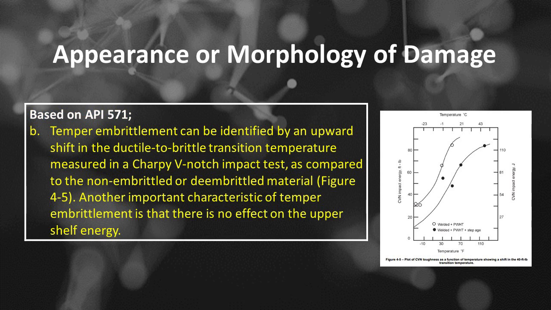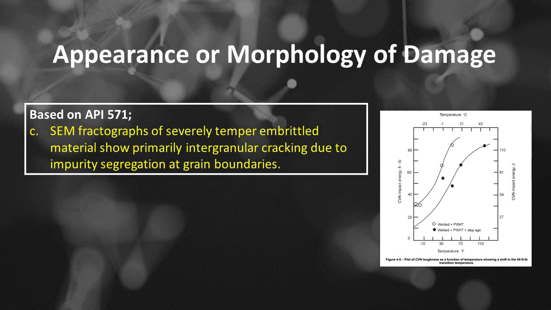The second is temper embrittlement can be identified by an upward shift in the ductile to brittle transition temperature measured in a Charpy V-notch impact test, as compared to the non-embrittled or de-embrittled material, Figure 4, 5. Another important characteristic of temper embrittlement is that there is no effect on the upper shelf energy. And the third is SEM fractographs of severely temper embrittled material show primarily intergranular cracking due to impurity segregation at grain boundaries.